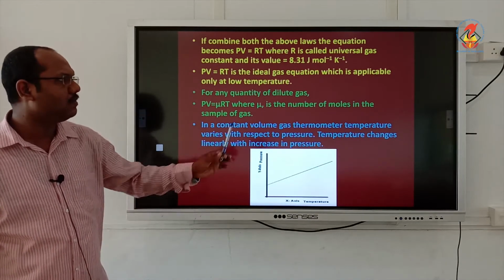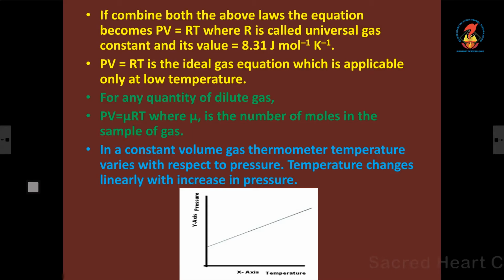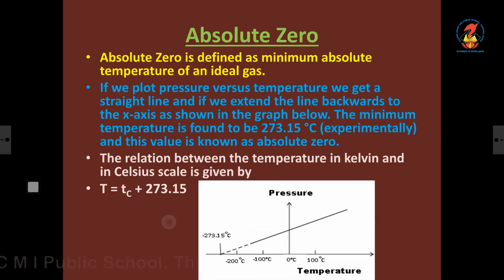Now in a constant volume gas thermometer, the temperature varies with respect to pressure. That means when pressure is increased, the temperature also increases. So the temperature changes linearly with increase in pressure. So you can see the graph as a straight line. Okay.